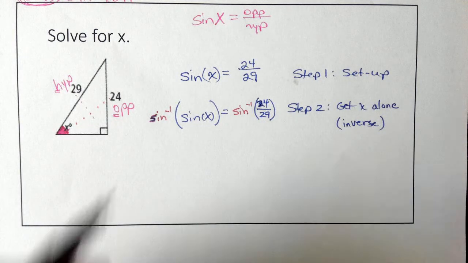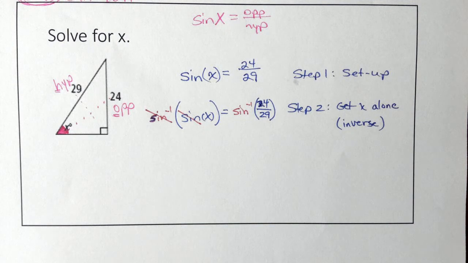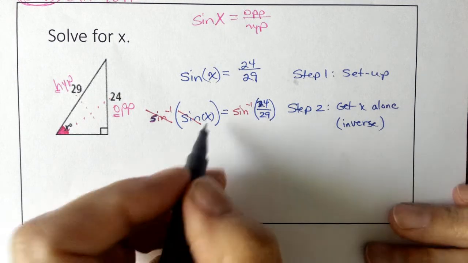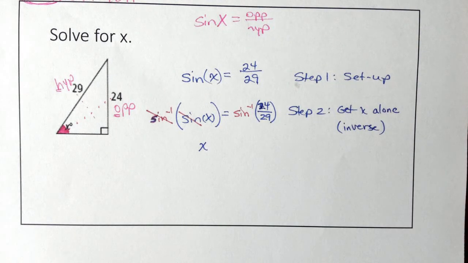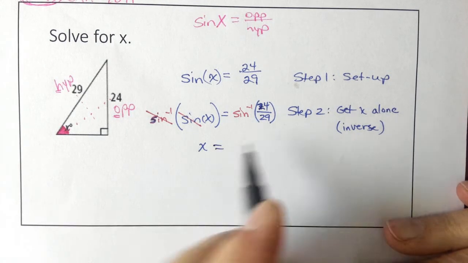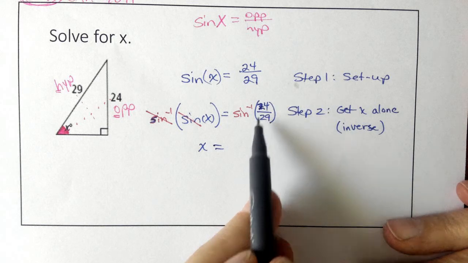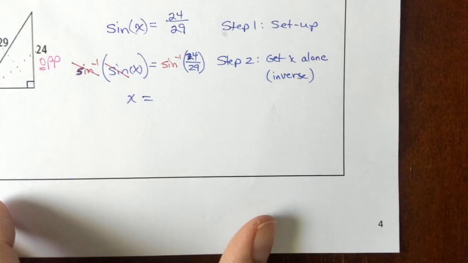So what happens on the left side of the equation is inverse sine cancels the sine. Those are undo buttons. Okay? That leaves just an x. All those parentheses go away. We don't need them anymore. X is now on a side by itself. The other side, we want to find the inverse sine of 24 over 29. That's a calculator operation. The calculator will find that missing number for us.